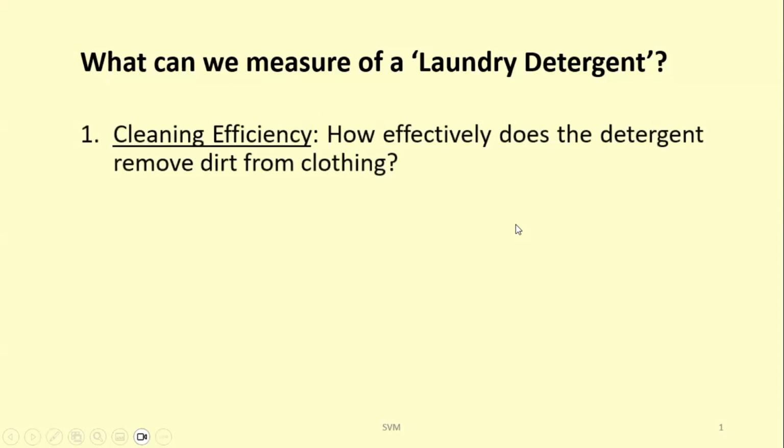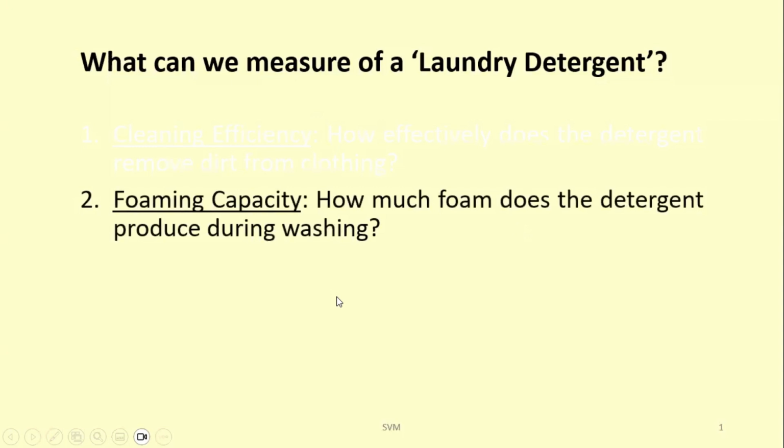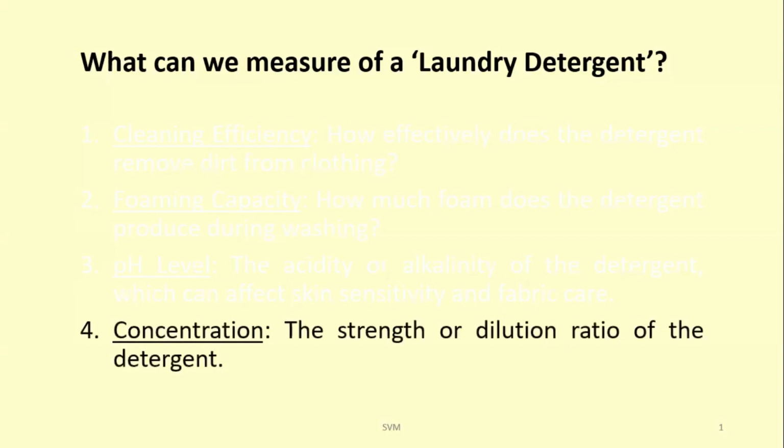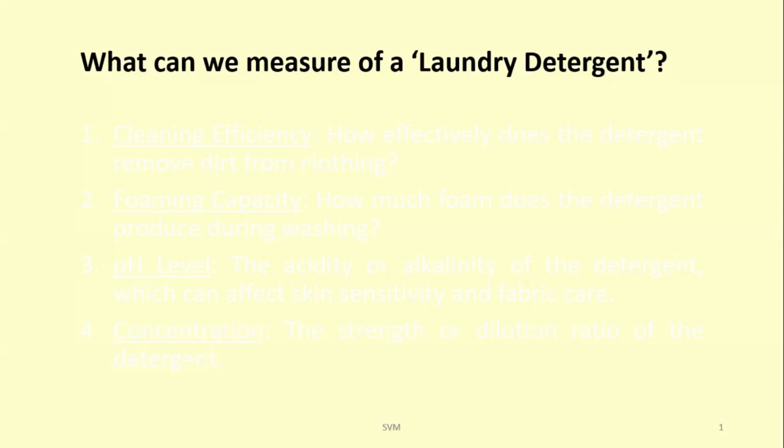First one, cleaning efficiency means how effectively does the detergent remove dirt from the clothing, that can be measured. Foaming capacity, how much foam does the detergent produce during washing, that can be measured. pH level, the acidity or alkalinity of the detergent, which can affect skin sensitivity and fabric care, can be measured. Concentration, the strength or dilution ratio of the detergent can be measured.